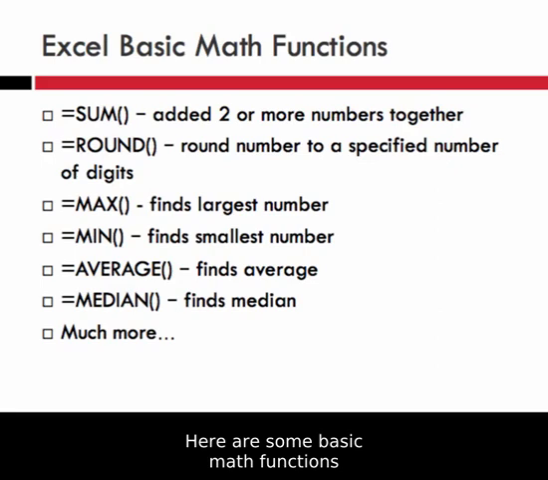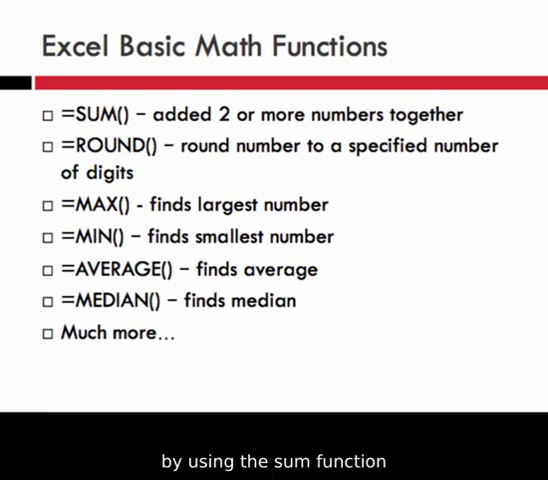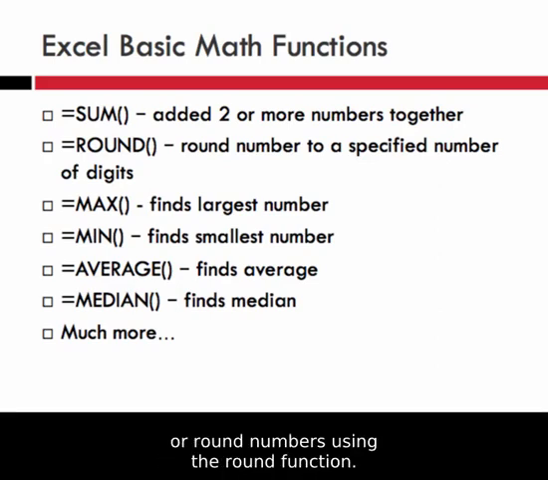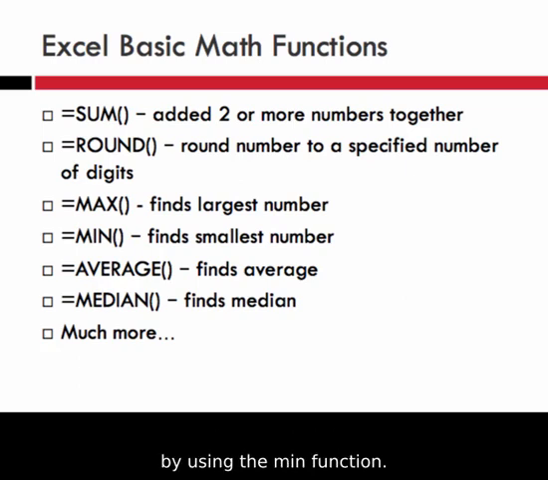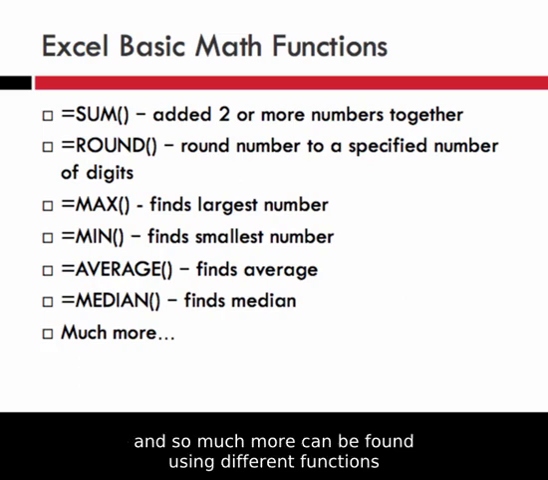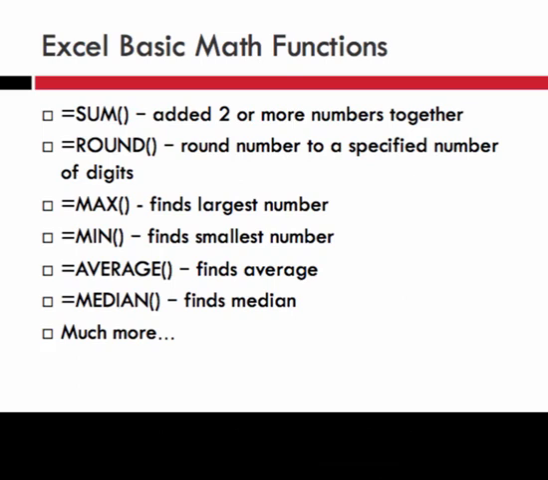Here are some basic math functions that are available in Excel. We can add two or more numbers together by using the sum function, or round numbers using the round function. We can find the largest number in a data set by using the max function, or the smallest number in a data set by using the min function. The average or the median or the mode, and so much more can be found using different functions in Excel.